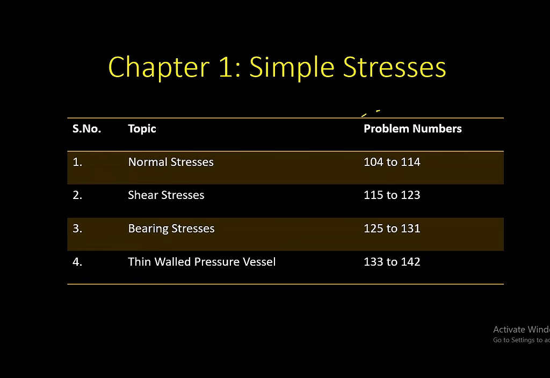In this video, I will solve problem number 104 that is related to normal stresses from chapter number 1. The problem statement of problem number 104 is: a hollow steel tube with an inside diameter of 100 mm must carry a tensile load of 400 kN. Determine the outside diameter of the tube if the stress is limited to 120 megapascal.